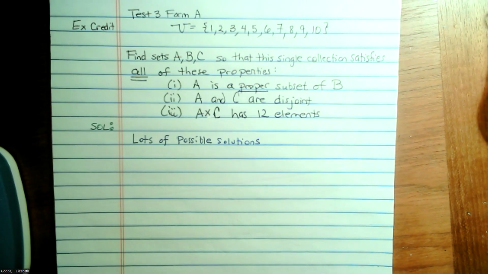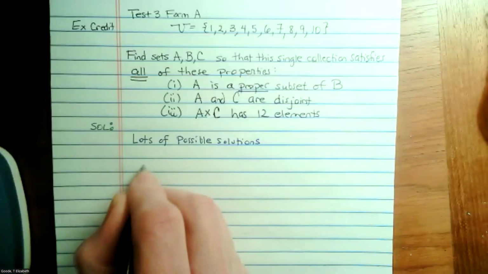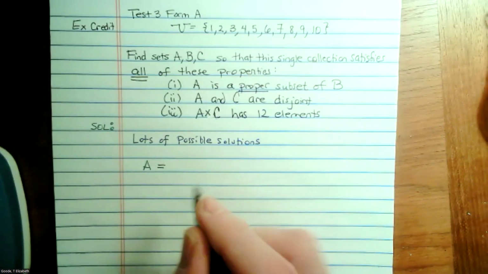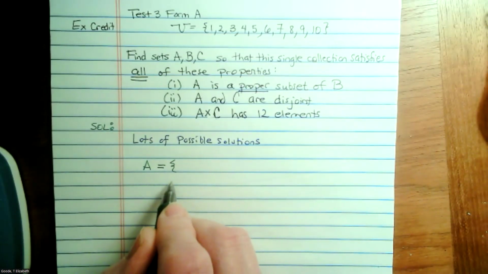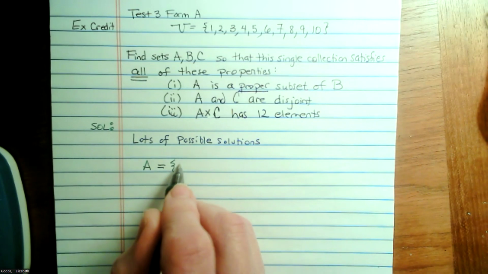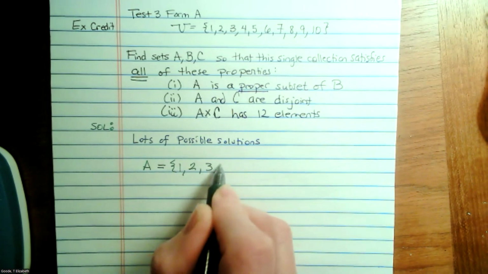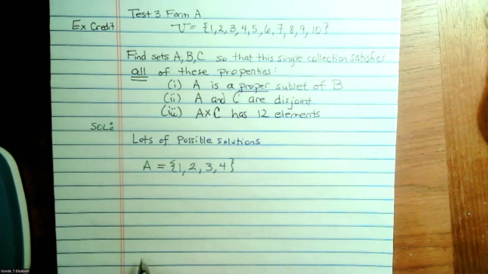Let's say 4. All right, so A is going to have four elements. You tell me what you want to put into A. Just like 1, 2, 3, and 4. And that's what I would do. Keep it simple. Great.